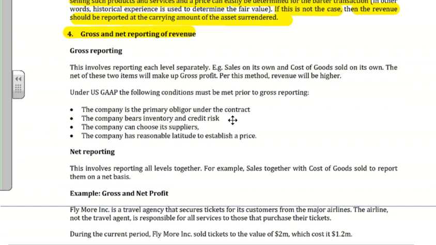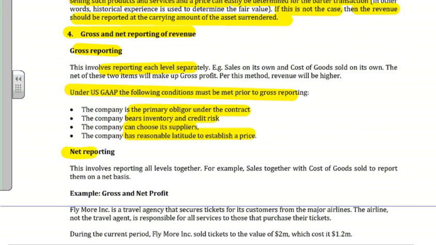Gross and net reporting of revenue. Gross reporting is where we report revenue at each particular level, each sale on its own, each cost of sale on its own. Under US GAAP, the following conditions must be met before we are allowed to use gross reporting. The company is the primary obligor under the contract. The company bears the inventory and credit risk. The company can choose its suppliers, and the company has reasonable latitude to establish a price.